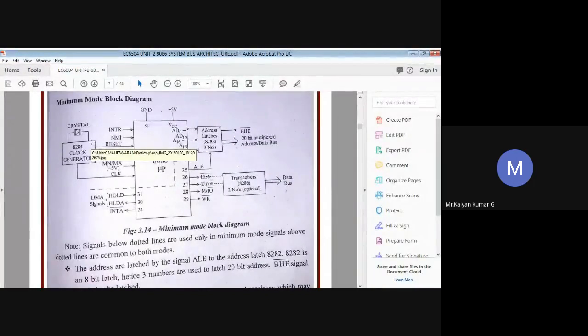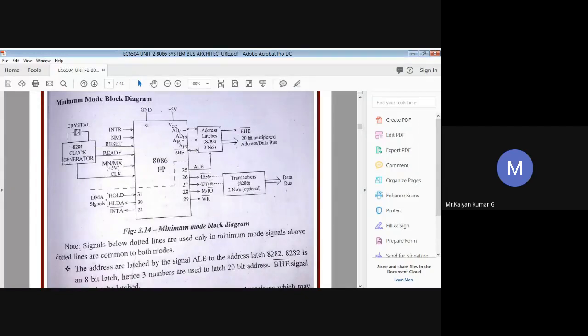Reset is the reset signal to 8086. RES bar acts as the reset input to 8284. So there's a difference between reset and RES bar. These are the pins usually available. To repeat, the clock generator here is used for generating clock signals and reset signals.